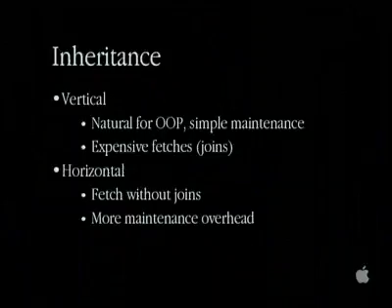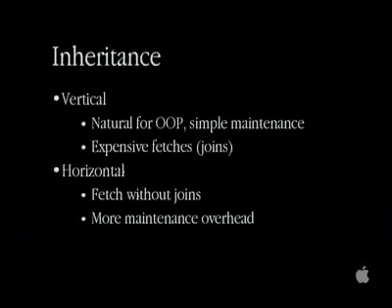Okay, we'll switch gears a little bit and talk about inheritance. This was covered in the last session, so this is a bit of review. But vertical inheritance is nice because it's natural for object-oriented programming. It's simple maintenance. You can add an attribute at any parent entity, and all the other entities will inherit that attribute. You don't have to do much maintenance on your database table because there's only one table where you have to add another column. But the fetches are expensive because we have to do joins, and we have to do multiple fetches to do deep inheritance fetching because we have to fetch once for every subentity.